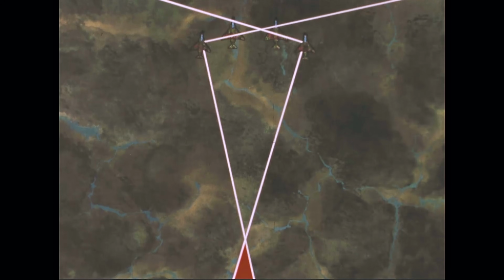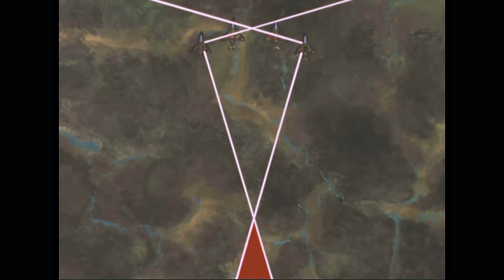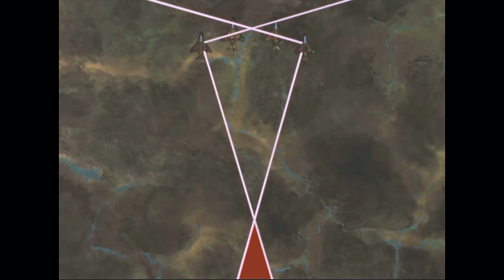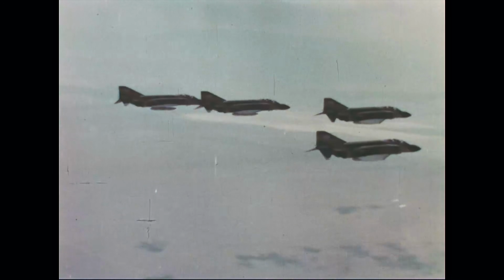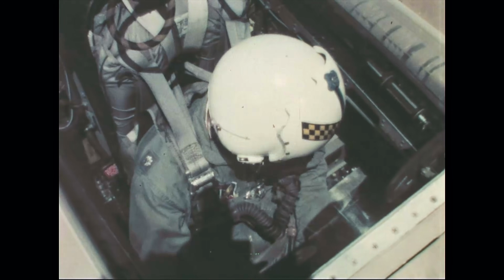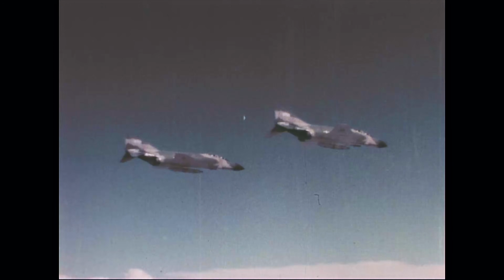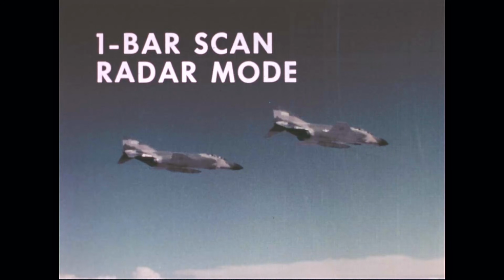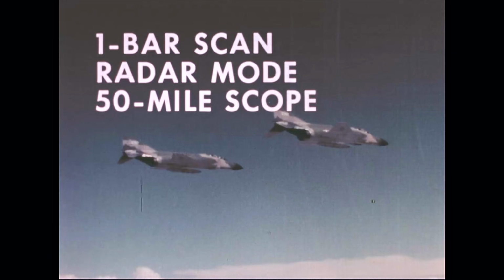Laxity in performing scan responsibilities cannot be tolerated. This is equally true in regard to radar search. Radar coverage in a flight of 4 is improved when each flight member searches a definite area with the minimum overlap. The lead aircraft selects 1-bar scan, radar mode, 50-mile scope, and adjusts the antenna elevation so that approximately half-inch ground return appears at the top of the scope.